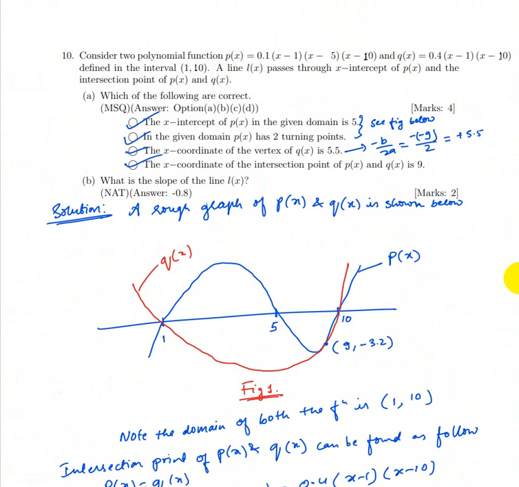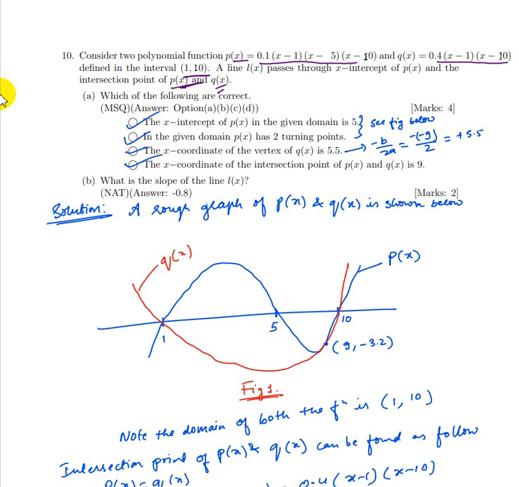Yeah, the last one. Consider two polynomial functions P(x), which is given by this, and Q(x), which is this, defined in the interval 1 to 10. A line L(x) passes through the x-intercept of P(x) and the intersection point of P(x) and Q(x). Then which of the following is correct?